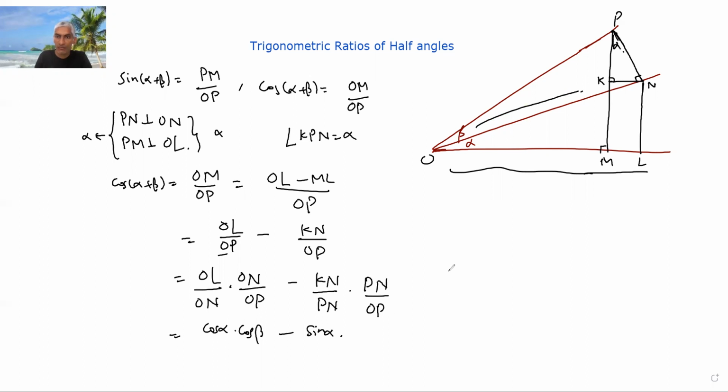And PN by OP. In the triangle OPN, you see, PN by OP, for beta, PN is opposite side. So it will be sin beta. We all know this expansion. Anyway, I am deriving now. Cos of alpha plus beta will be equal to cos alpha cos beta minus sin alpha sin beta.